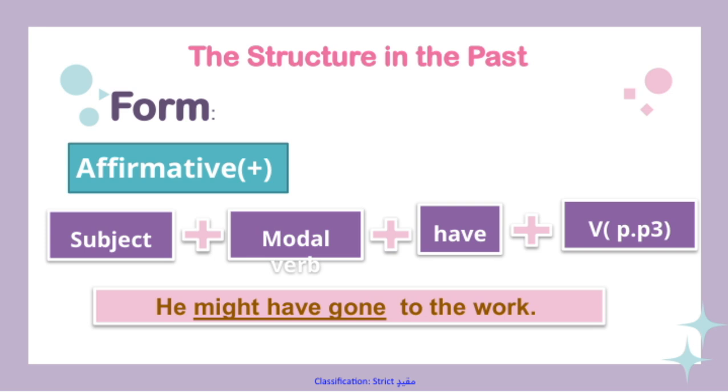Understanding this helps us convey uncertainty about past actions clearly and accurately, which is important in both everyday conversations and more formal contexts. It also connects to the overall theme of using modal verbs to express different shades of meaning, like possibility, necessity, or permission, especially when talking about past events.